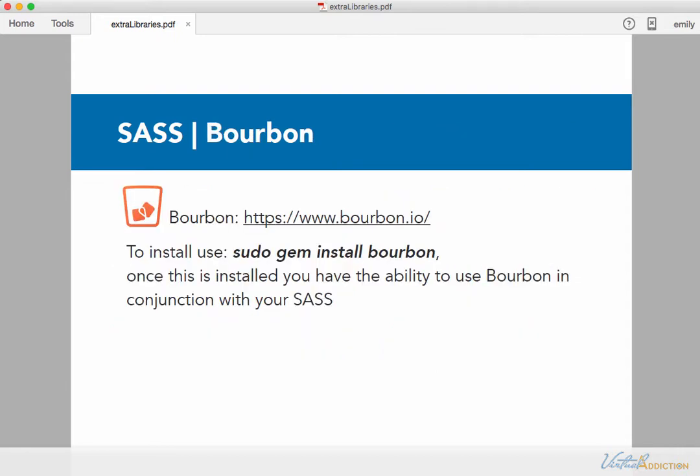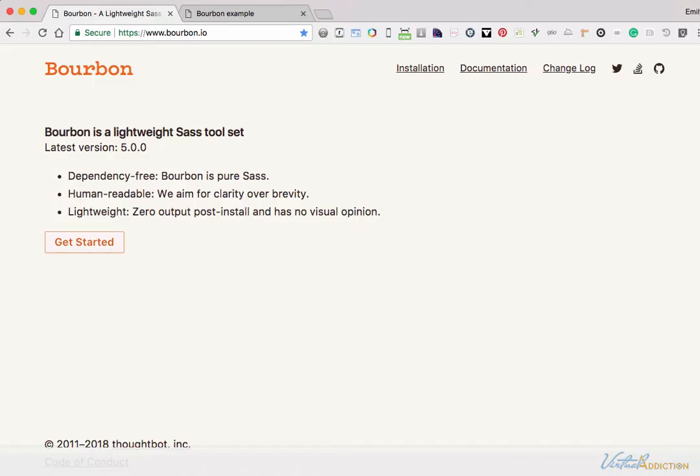Bourbon can be located at www.bourbon.io. You're going to install Bourbon by actually installing the Bourbon gem. And then once this is installed, you'll have the ability to use Bourbon in conjunction with your SASS. The Bourbon website looks like this. It's super minimal, and they'll have information on installation, documentation, and change logs are tracked here as well.